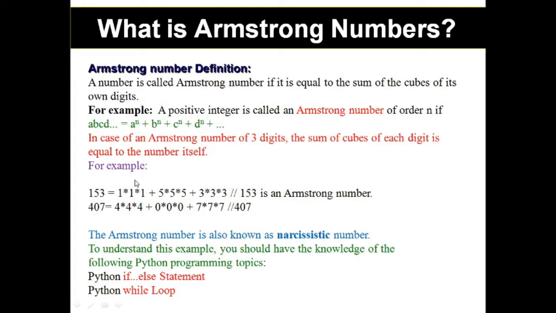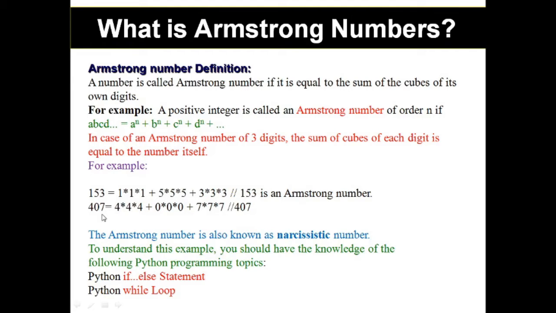Cube of the first digit 1, plus cube of the second digit, that is 5 into 5 into 5, plus cube of the third digit 3, is equal to 153. Now the cube of 1 is 1, the cube of 5 is 125, and the cube of 3 is 27. Now 125 plus 27 plus 1 becomes 153.